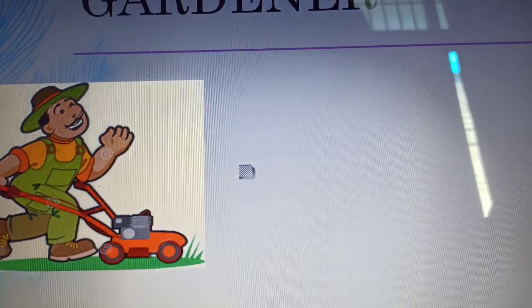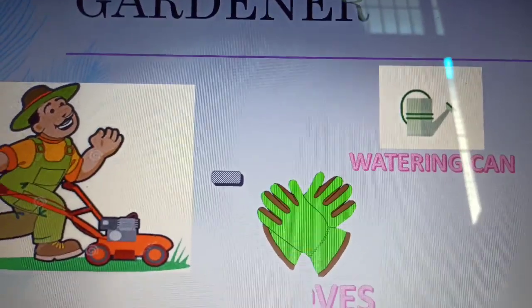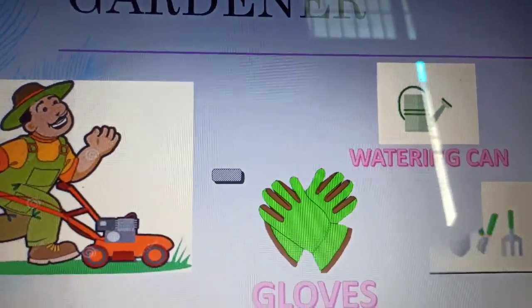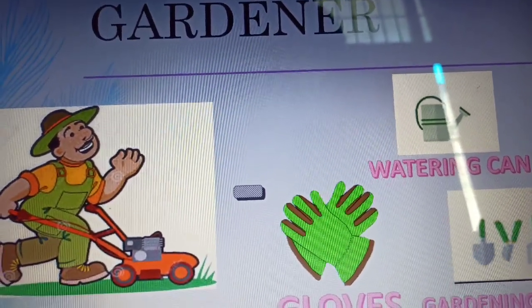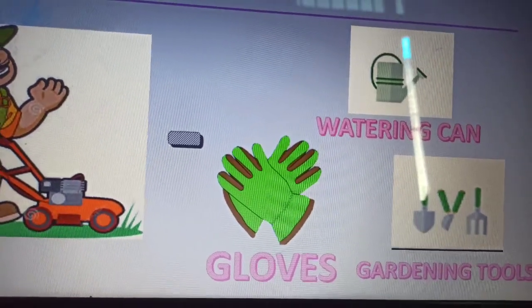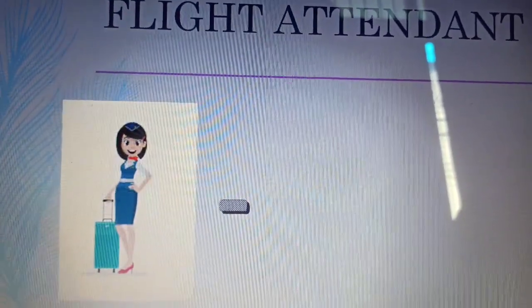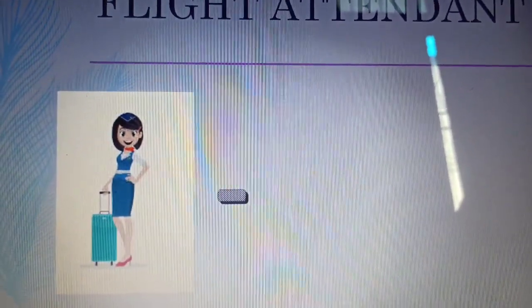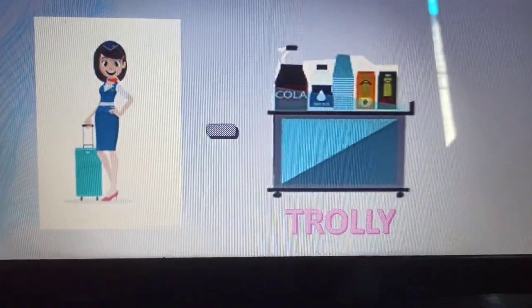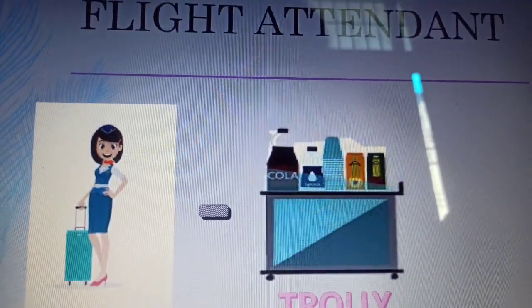Now next we have gardener. Gardener is the one who takes care of our plants. So he needs watering can, gloves and gardening tools. A few of the gardening tools we can see at our home also. Next we have flight attendant. Where do we see this flight attendant? In aeroplane. So most of the time he or she serves food for us. So she needs.